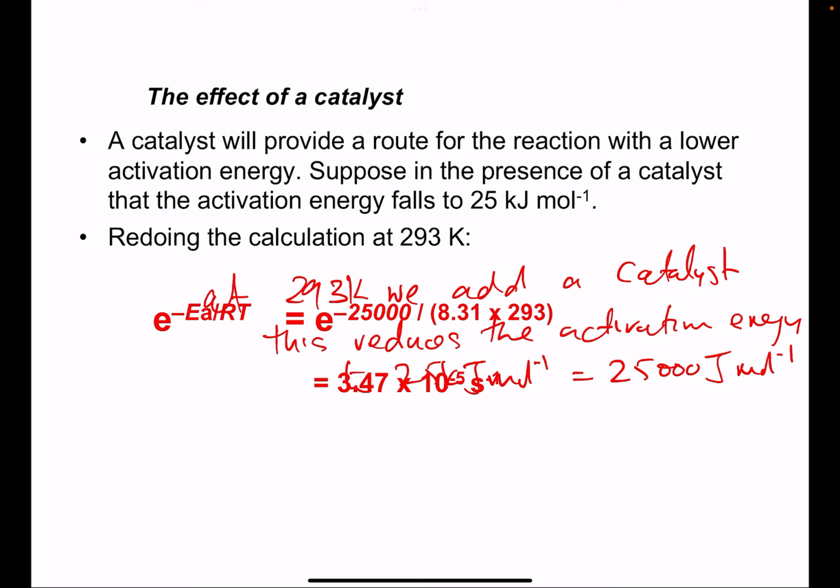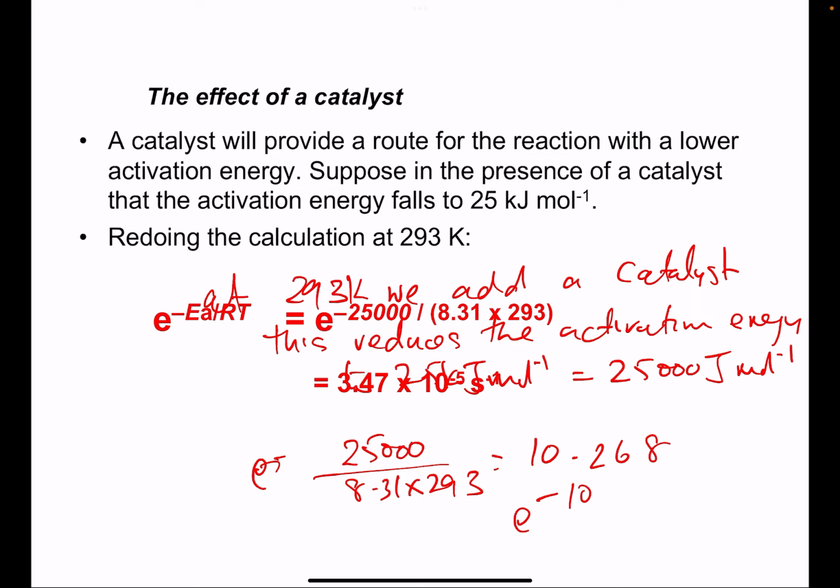Again, please note my advice: work out 25,000 over 8.31 times 293 first. Just reiterating, because this is going to help you keep it simple and not make any mistakes in calculations. That gives 10.268, then e to the minus 10.268 comes to 3.47 times 10 to the minus 5.